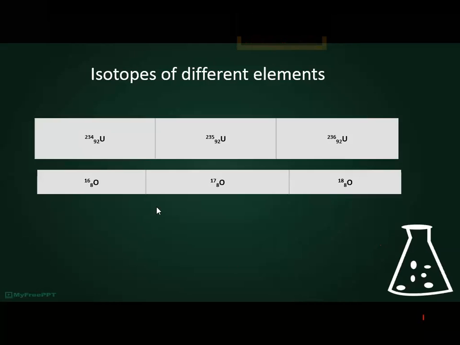Okay, so oxygen, the atomic number remains the same. The atomic number of all the isotopes of oxygen remains the same: 8, here again 8, here again 8. Only the mass numbers are changed due to the increasing number of neutrons in the nucleus. 16 means 8 protons and 8 neutrons. Then 8 protons and 9 neutrons. Then 8 protons and 10 neutrons.